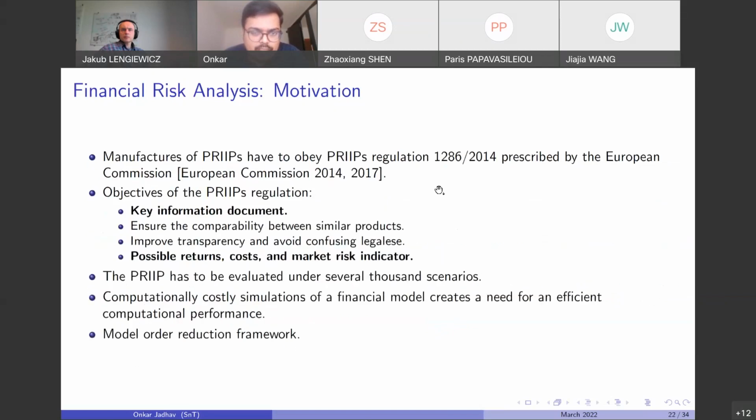I have selected PRIIPs as a test example for a multitude of reasons. First of all, the manufacturers of PRIIPs have to obey PRIIPs regulations prescribed by the European Commission. According to these regulations, these manufacturers must provide a key information document explaining possible returns and costs associated with the underlying investments. However, in order to determine these, we have to solve that product for several thousand market scenarios, which is obviously computationally costly, creating a need for efficient computational performance. Thus, I implemented my developed model order reduction framework.